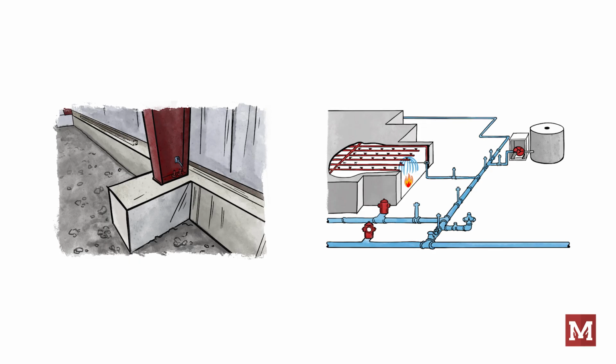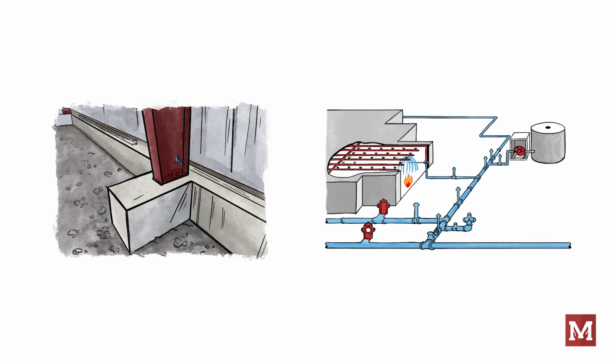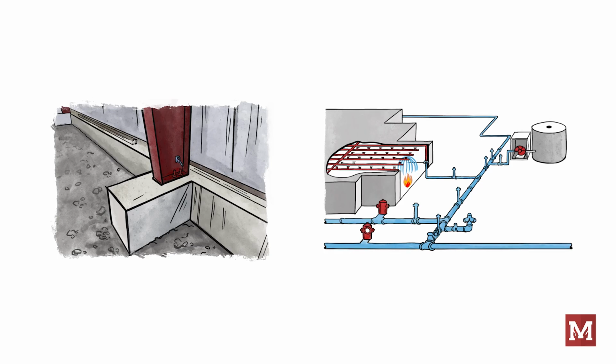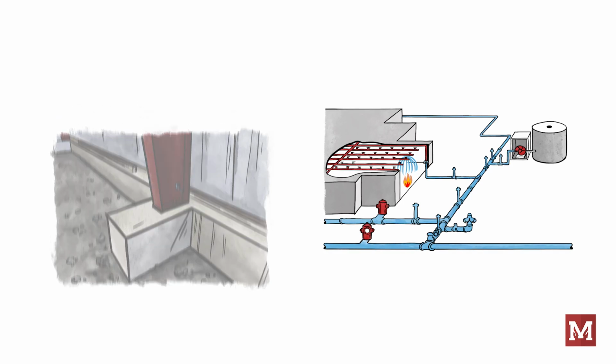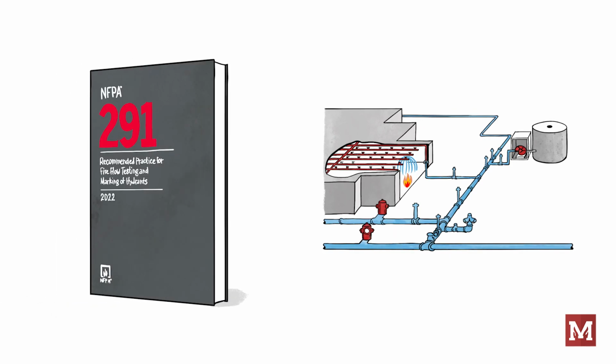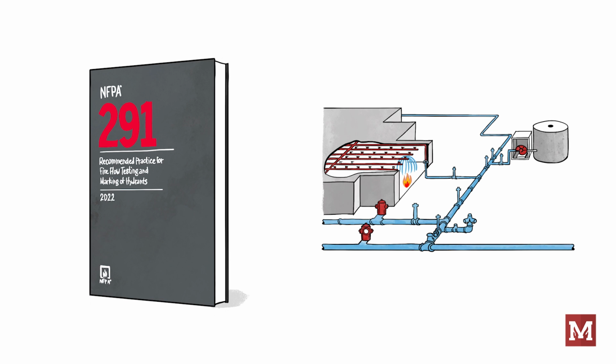Whether our water supply is from the public water system in the form of a pressurized water main, or it involves a fire pump pulling from a static source like a pond or a tank, the very first thing we need to do is identify and quantify our water supply. If we're using the public water supply, NFPA 291 is the recommended practice for water flow testing and marking of fire hydrants. Additionally, MeyerFire University has a great course on hydrant testing. If you haven't already checked it out, I highly recommend doing so.